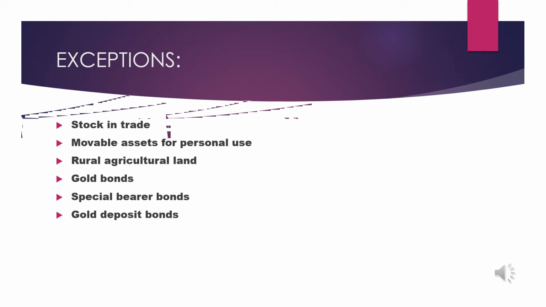Okay, so coming up next is the agricultural land. The rural agricultural land will not attract capital gains tax provided it is beyond the range of 2 kilometers from local limits and having a population of not more than 10,000. And then another point is the gold bonds: 6.5% gold bonds 1977, or national defense gold bonds 1980, which are issued by the central government. Then special bearer bonds of 1991, gold deposit bonds under the gold deposit scheme 1999, or gold monetization scheme 2015. They are all not to be taken as capital assets, or rather we can say in a simple way, you sell them but there will be no capital gain tax on that.